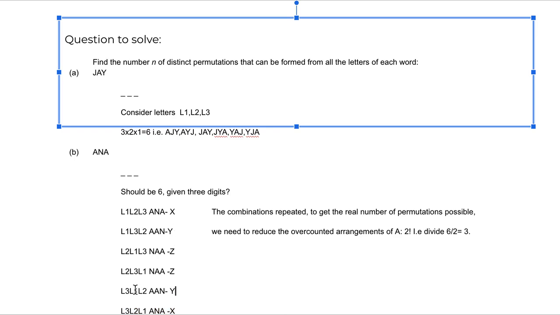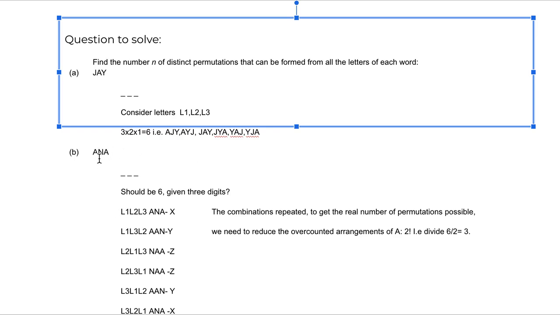So that's L3, L1, L2, L1, L3, L2. Both of them would be the same. So here you see that we have overcounted the arrangements of A. There is a multiplied factor of 2 factorial that we need to remove because A repeats itself 2 times, right? So we just say that it's going to be 3 factorial by 2 factorial.